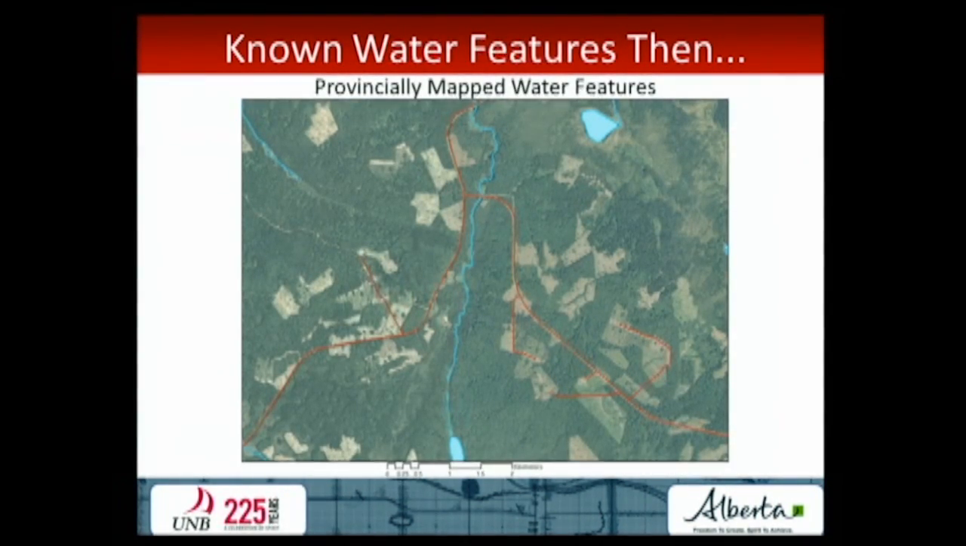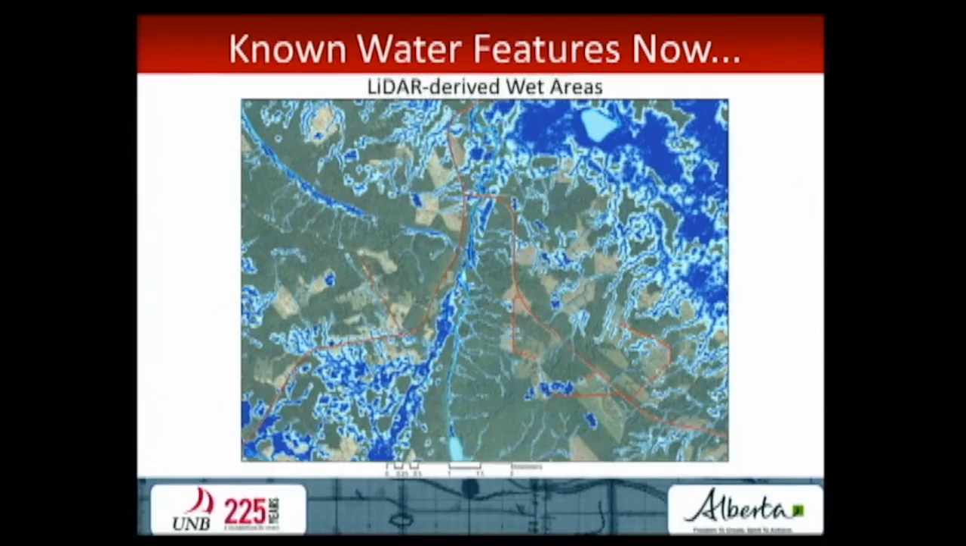What we see here is the provincially mapped water features as they exist across the landscape currently. This is all the water that's known about. This is all the water that can be managed against. This is the LiDAR-derived wet areas map for the same area. This particular example is in the boreal forest of Alberta, and we all know that there's a lot of water in that area. So having the predicted wet areas map really gives you a much greater understanding of the flows that you could potentially run into in the landscape.